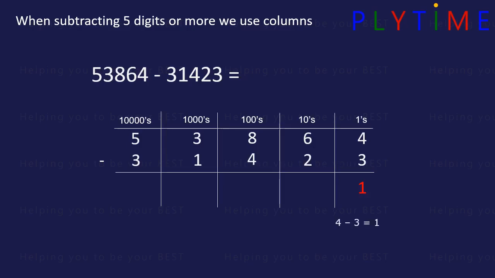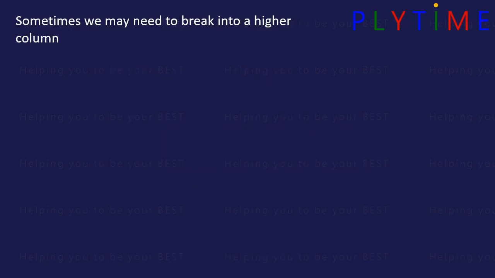4 minus 3 is 1. 6 minus 2 is 4. 8 minus 4 is 4. 3 minus 1 is 2. And 5 minus 3 is 2. So our answer is 22,441. We subtract column by column. Sometimes we may need to break into a higher column.